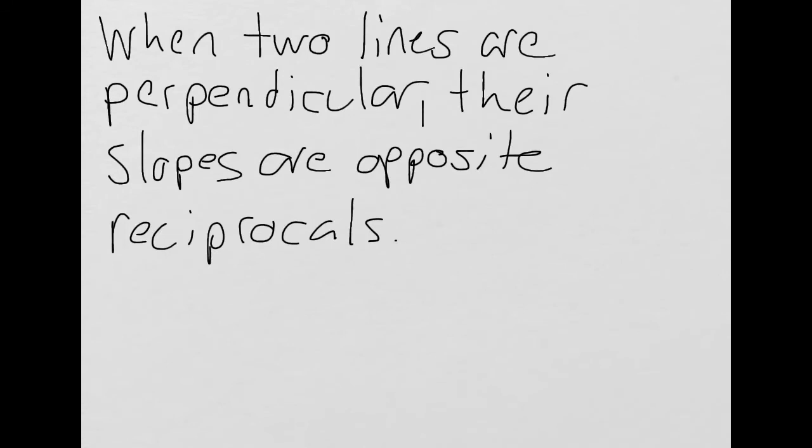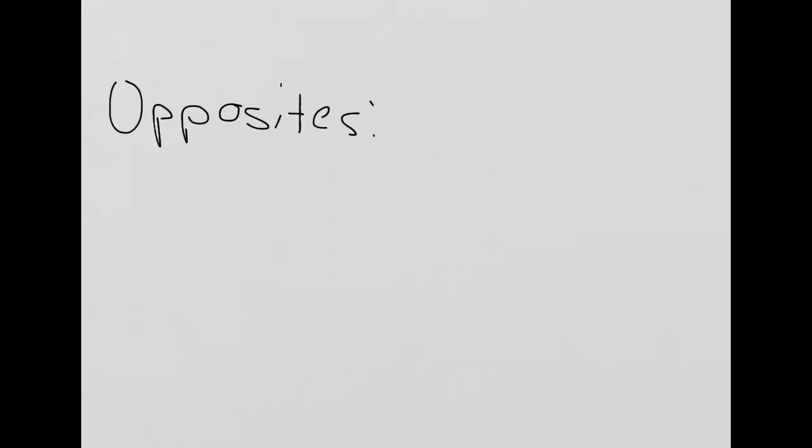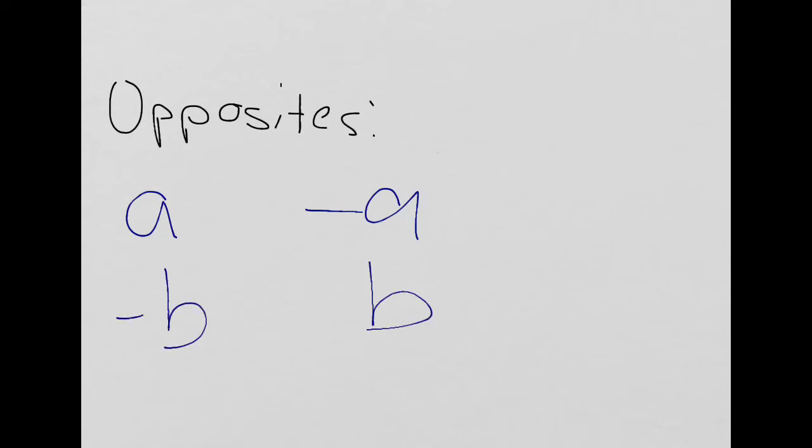Now let's talk about perpendicular lines. When two lines are perpendicular, their slopes are opposite reciprocals. So opposites, for example, the opposite of A is going to be negative A. I just changed the sign on it. The opposite of negative B would be B. Again, I'm just changing the sign.